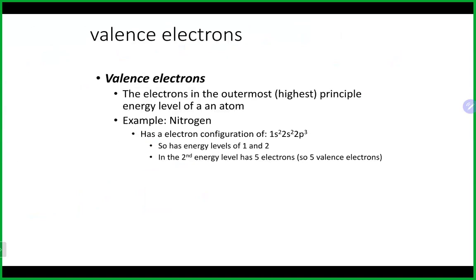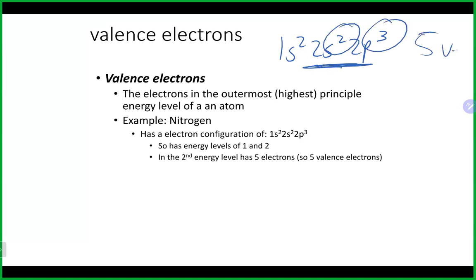All right. So let's talk a little bit about valence electrons. Valence electrons are the outermost highest energy level electrons, and we can find them in our electron configuration. If we look at our nitrogen, 1s2, 2s2, 2p3. These, as we talked about, are the second energy level, right? Those are the highest energy level. 2 and 3 is 5 valence electrons.